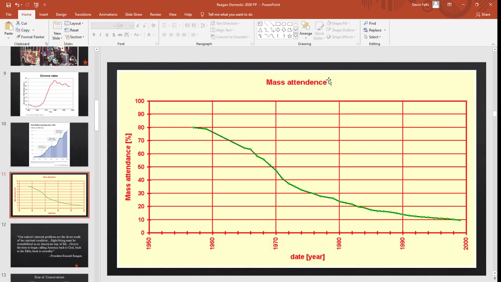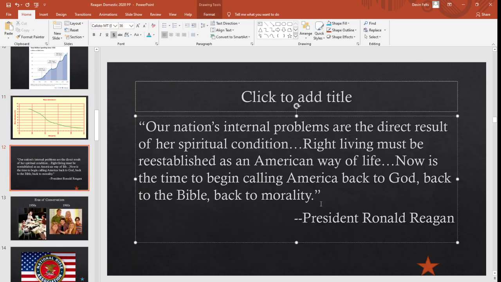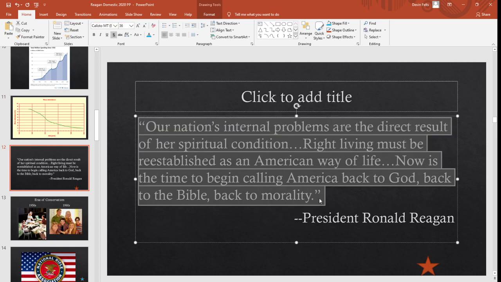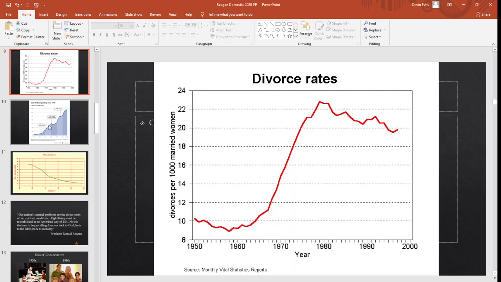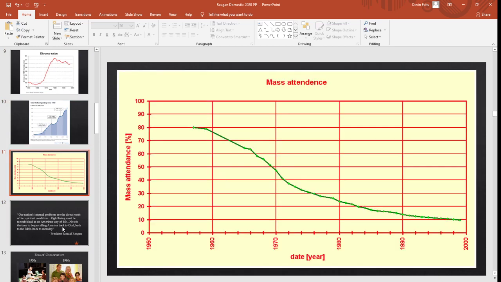If you look at church attendance, Mass, I don't know how many of you go to Mass, but if you look at the number of Americans attending Mass in the mid to late 1950s, it's about 80% of Americans. 80% of Americans that are Catholic are attending Mass, and then after this, you start to see a decline of people attending Mass, right? So let's take a look at what President Reagan thinks about these trends. We see divorce rates rising, more social program spending, and fewer people going to church.